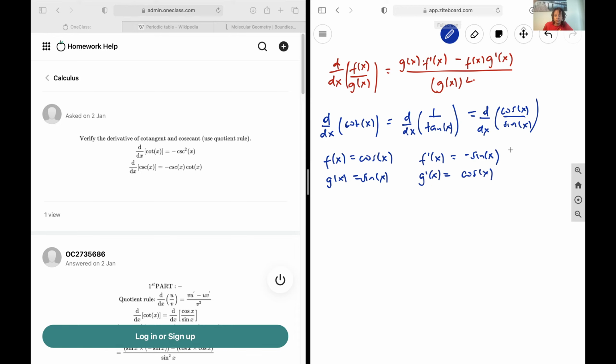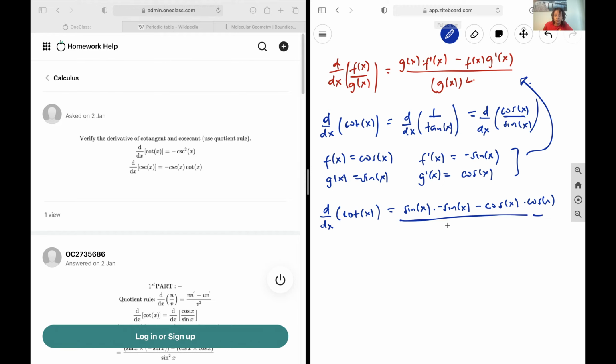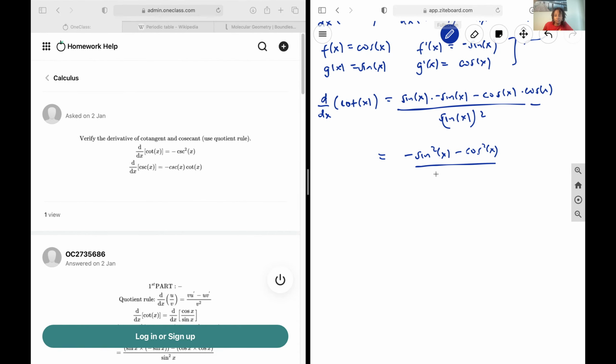And so we're just going to put all of this back into the formula that we have here, and we will get that the derivative of cotangent x is going to be g of x, so sine x multiplied by negative sine x, minus f of x, so cos x, times the derivative of g of x, so that's cos x too. This is all over g of x squared, so sine x squared. If we write that out, that is negative sine squared x minus cos squared x all over sine squared x.